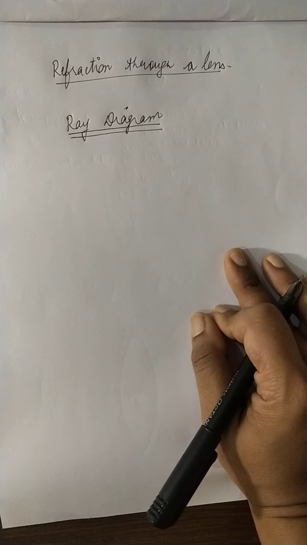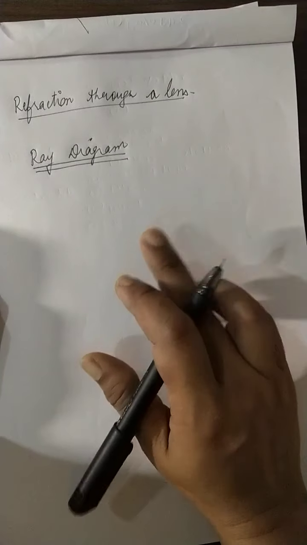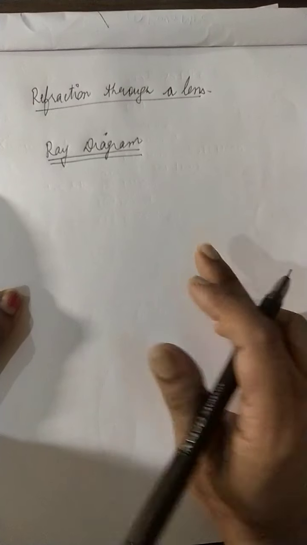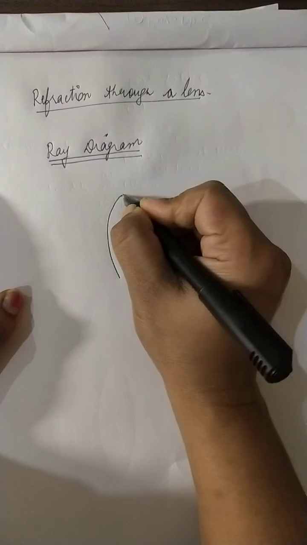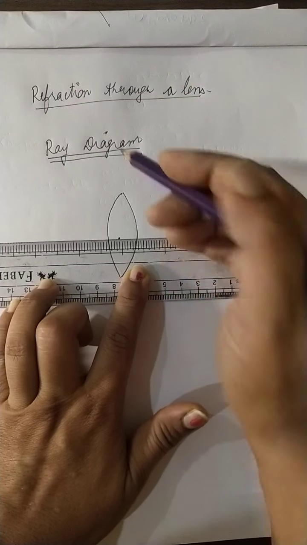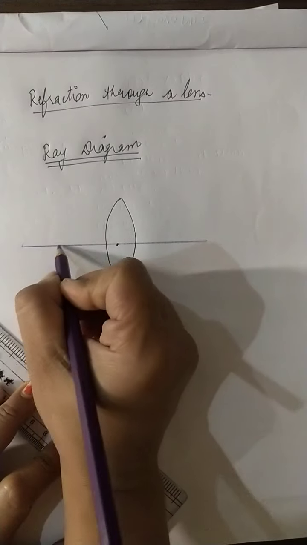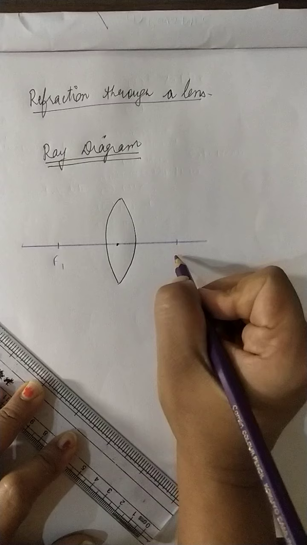I told you about the rays also. In the last class I told you mostly we'll draw three types of incident rays, right? I'll just repeat one more time. Suppose I show it to you with the help of a convex lens. So here we have a convex lens, right? This is the optical center. The center of the lens is called the optical center. Now we'll draw the principal axis. So this is the principal axis, right? This is the F1 point, the focal point. This is the F2 point.